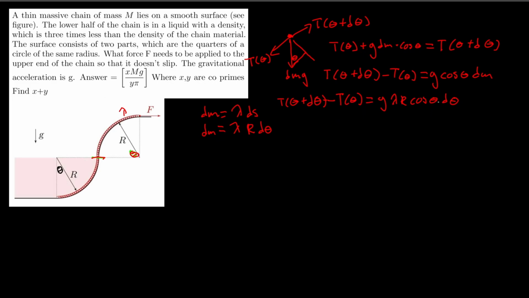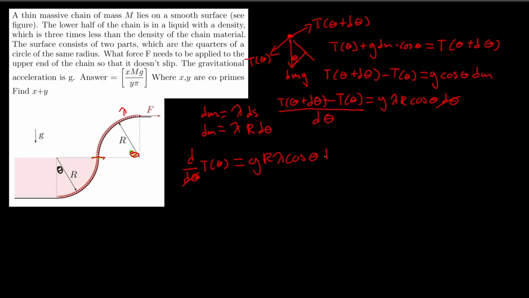Now I will divide it on both sides by d theta. And this part right here should be familiar. This is just the derivative of the tension. So d over d theta of the tension in the top half of the rope is equal to g r times lambda cosine of theta.